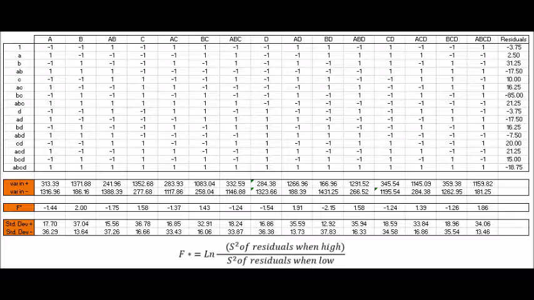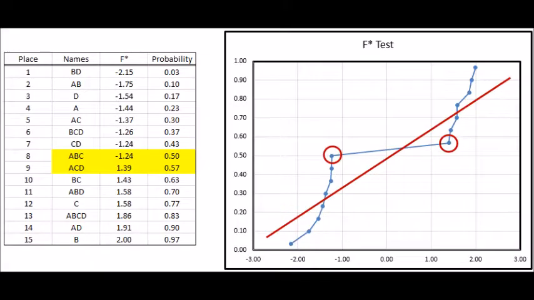The next step is to calculate the variance in the residuals for each element. Two variances have to be calculated for every element: one for when the element is at its high value, and the other for when it is at its low value. After the variances are calculated, the F* value for each element can be obtained. Finally, similarly to the Daniel's test, the F* values must be sorted and assigned a probability. Then it must be plotted, and the same criteria as the Daniel's test can be used.